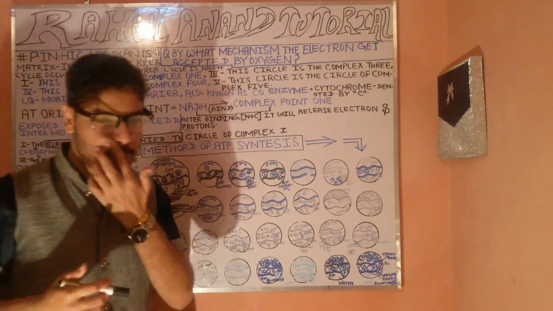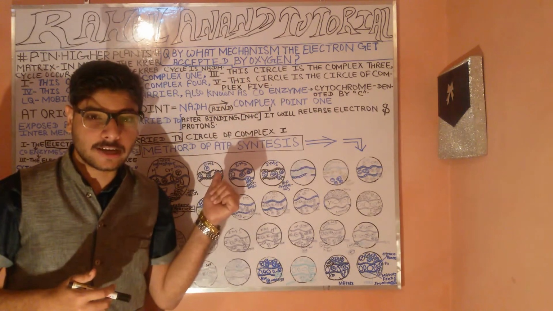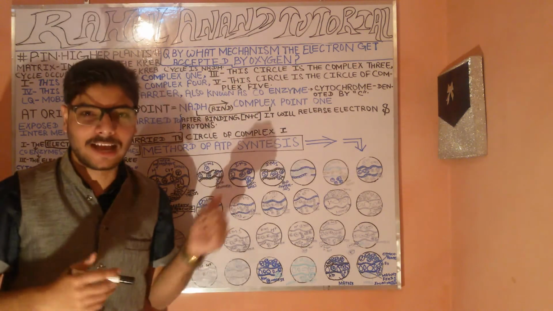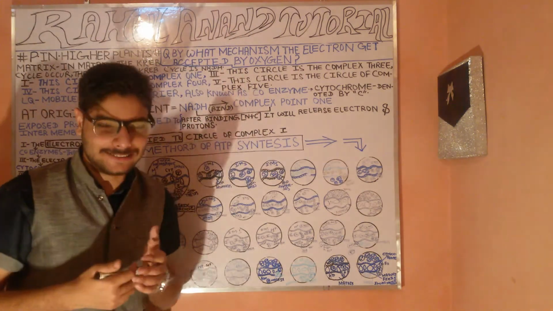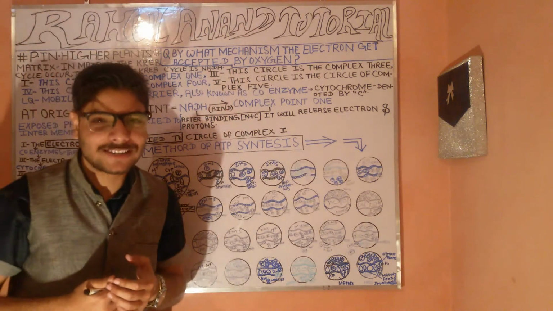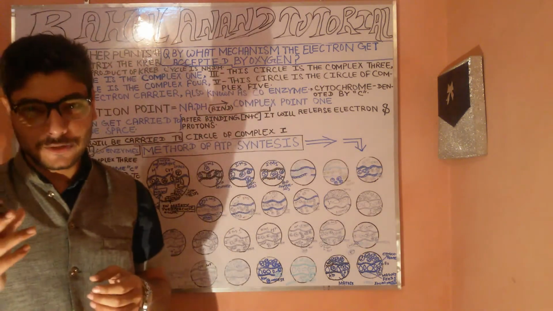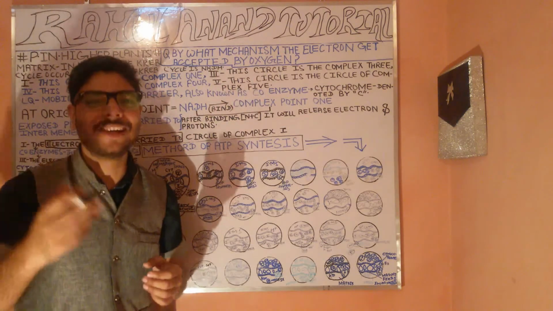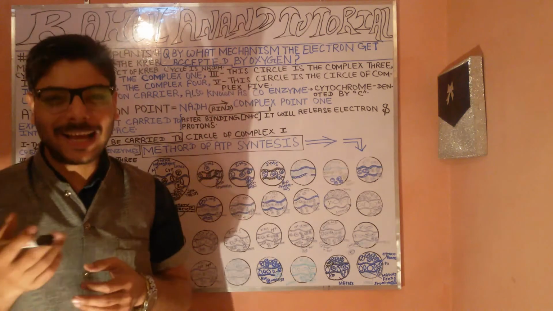In this we will have the matrix. In the matrix, the Krebs cycle will be present. After that, the product of the Krebs cycle will be NADH. So in the matrix the Krebs cycle will occur, and the product of the Krebs cycle will be NADH.